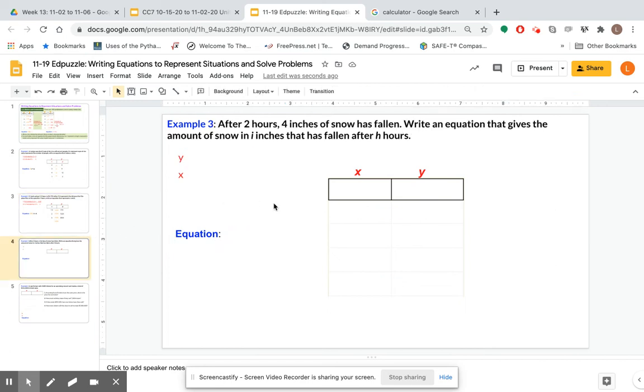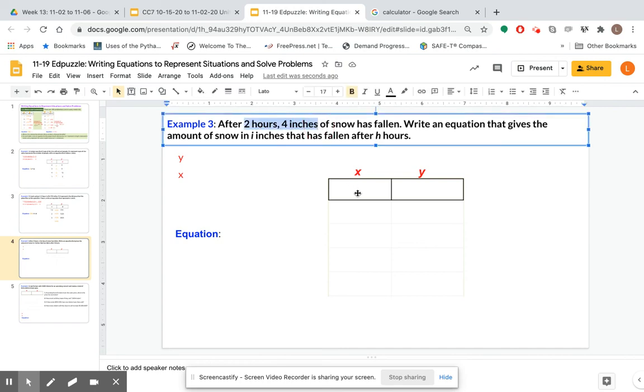Okay, let's do another one. After 2 hours, 4 inches of snow has fallen. We're going to write an equation that gives the amount of snow in I inches that has fallen after H hours. What order do we go in? They reversed it on us. They did it 2 different ways. First, they put hours in front and then inches, and then they put inches in front of hours. Like I said before, it doesn't really matter. I'm just going to go with this one because this is the first thing that we saw.